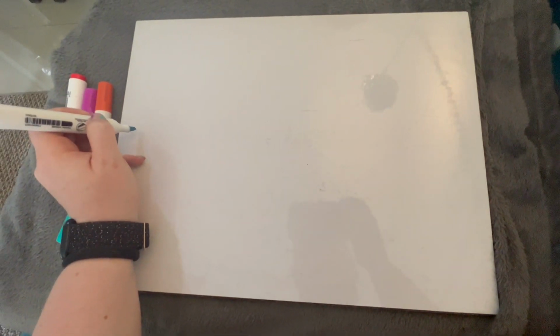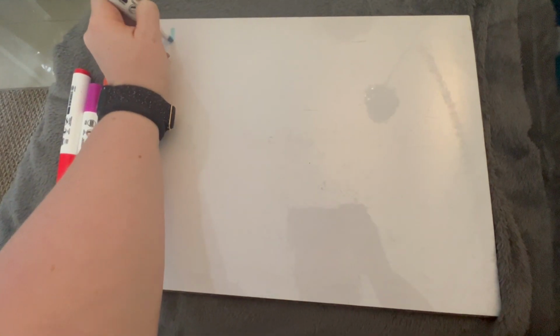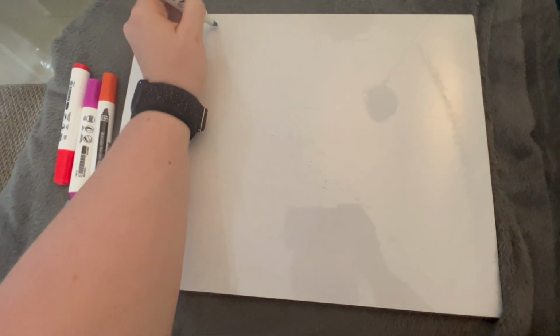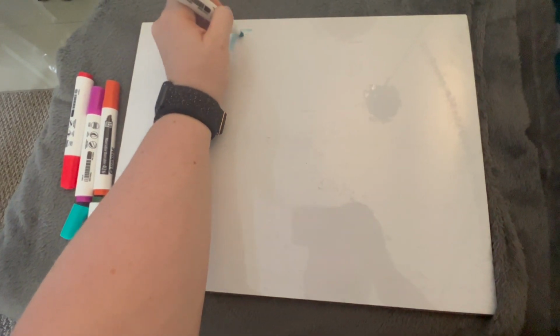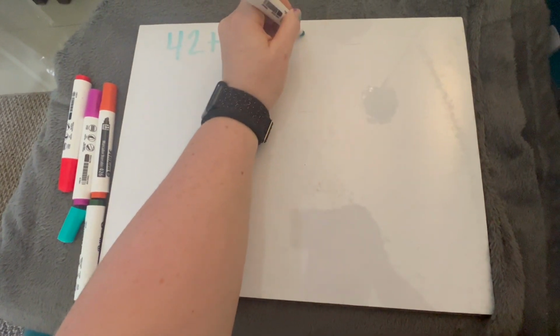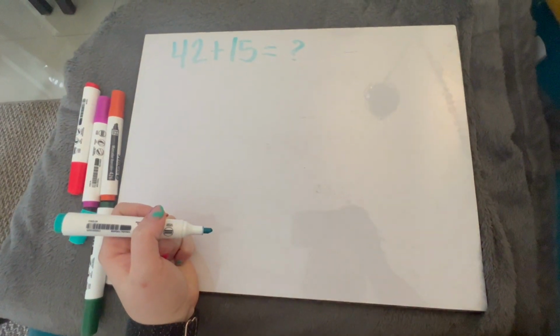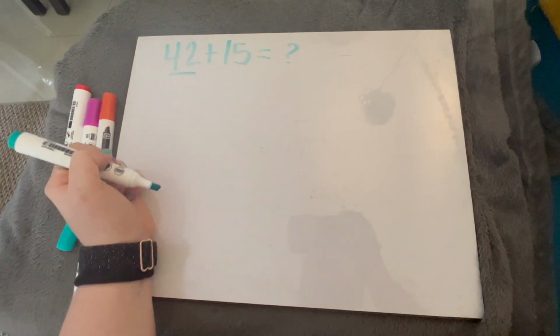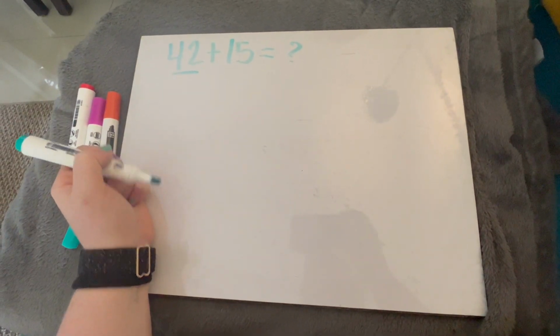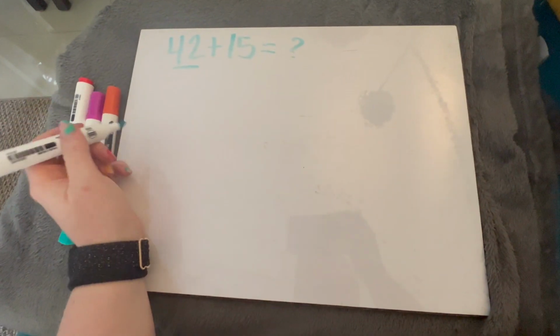Today, I'm going to be teaching you how to add on a number line. So first, we have our problem, and we're going to do two-digit numbers. And we want to make sure that we know we are always going to start with our biggest number. And we're going to add our smallest number.